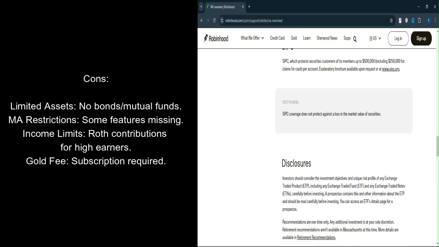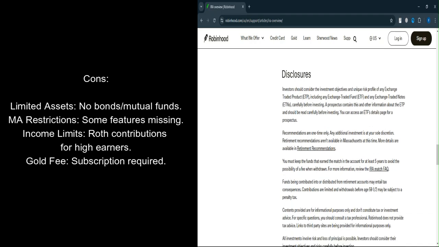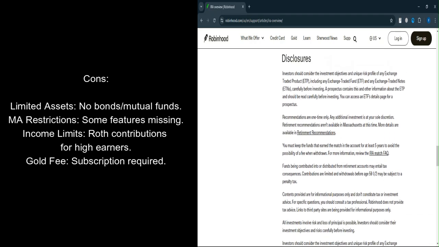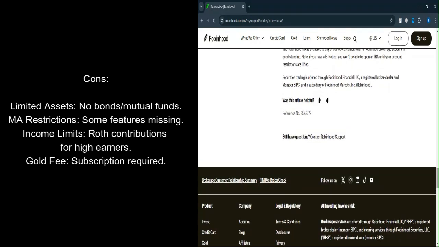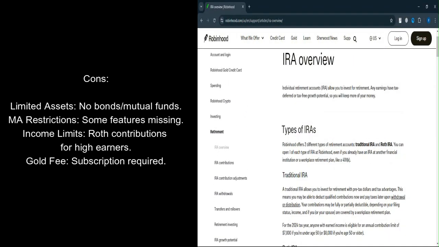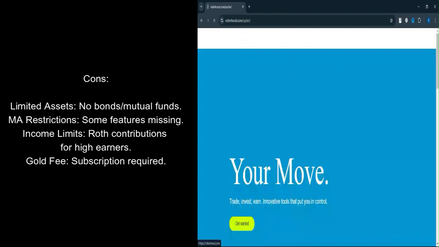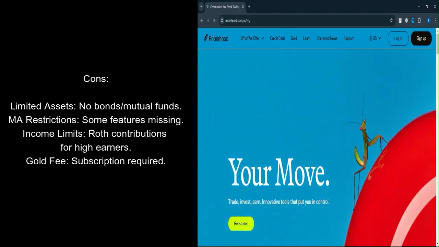What are the cons? Limited asset choices. Unlike other brokers, Robinhood's IRAs don't include bonds or mutual funds. Retirement recommendations unavailable in some states. Massachusetts residents miss out on this feature.